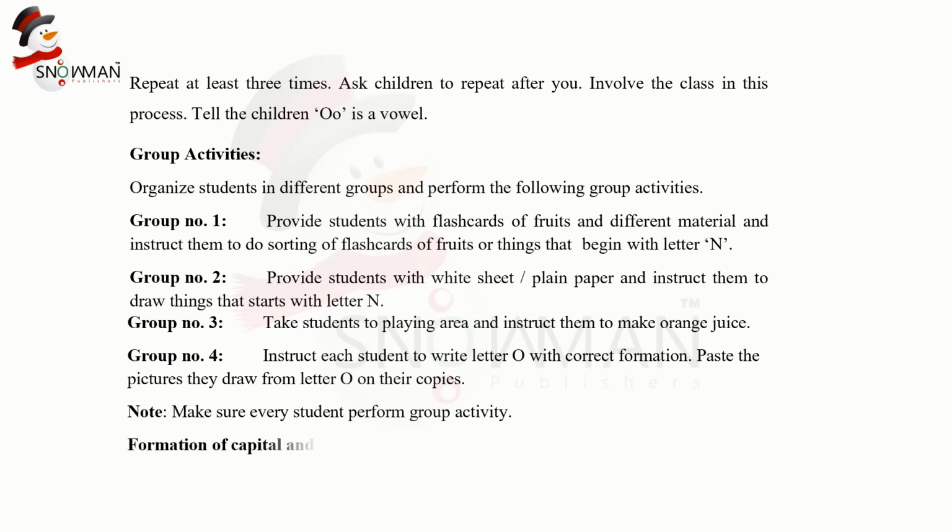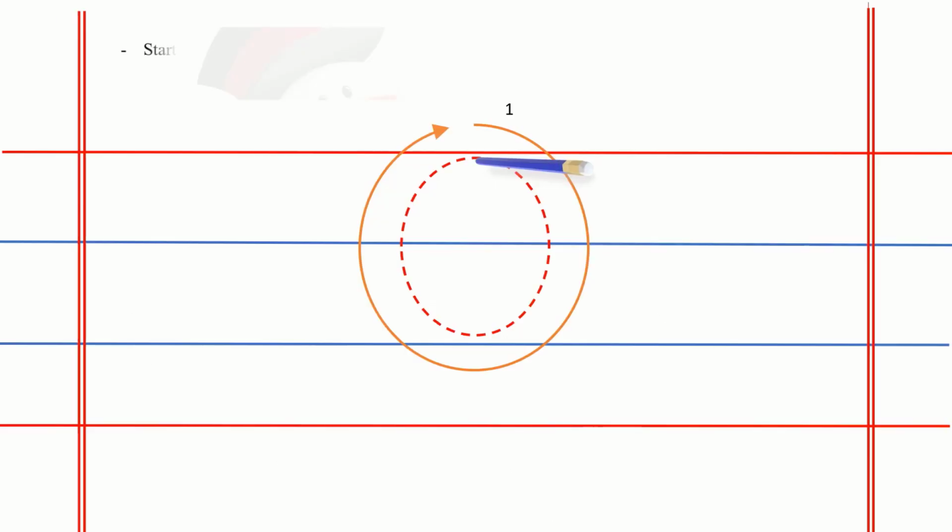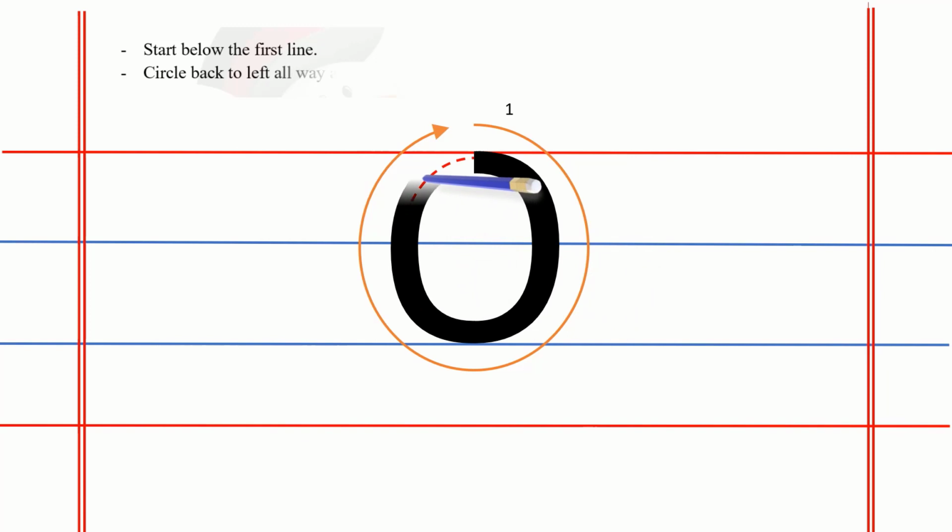Formation of capital and small letters O activity. Draw 4 lines on the writing board. Write capital letter O on the first 3 lines and give instructions. Start below the first line. Circle back to left all the way around and touch the starting point.